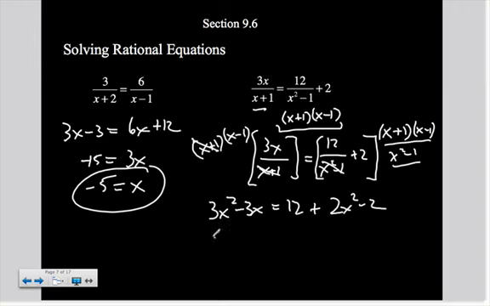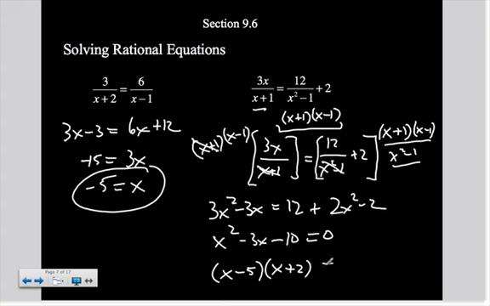If I subtract 2x squared, I get x squared. I have the minus 3x. I have 12 minus 2 is 10, and if I subtract 10 from either side, minus 10 equals 0. I'd want factors of 10 with a difference of 3. It's going to be x minus 5 times x plus 2. So x is equal to 5 and negative 2.